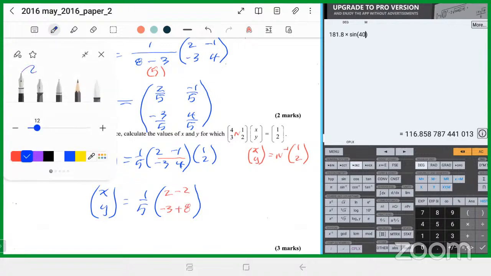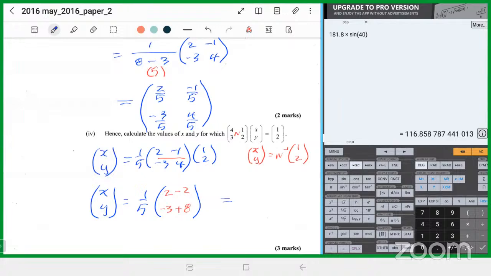We can write the final answer now. Because this becomes a 0, 0 divided by 5 is still 0. It's going to write 0. This becomes a 5. 5 divided by 5 is 1. So the answer there is 0, 1.